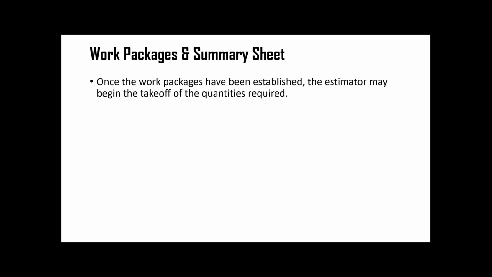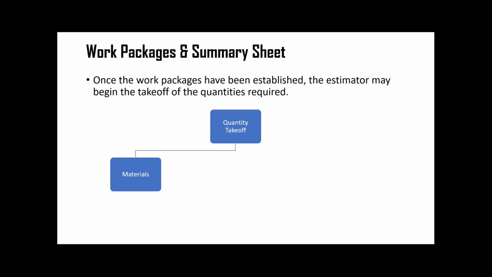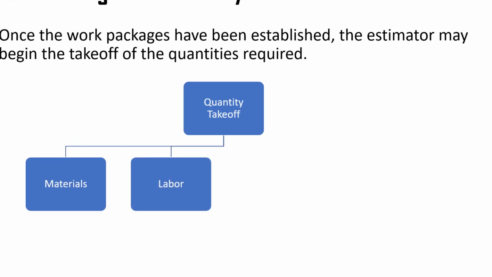of the quantities required for each work package. So the quantity takeoff can involve three or four items. One is the material, how many cubic yards of concrete are required, and it can also measure how much labor is required for that particular work package, as well as the equipment required for the package.